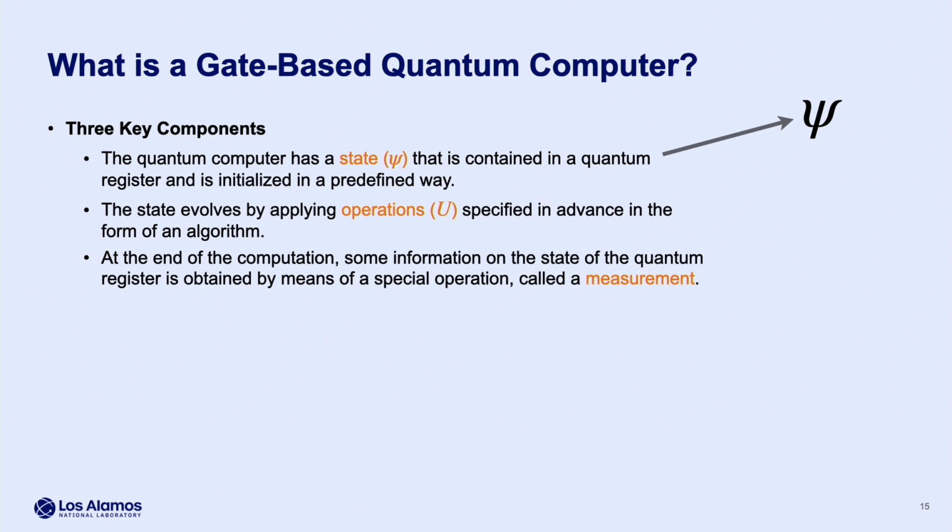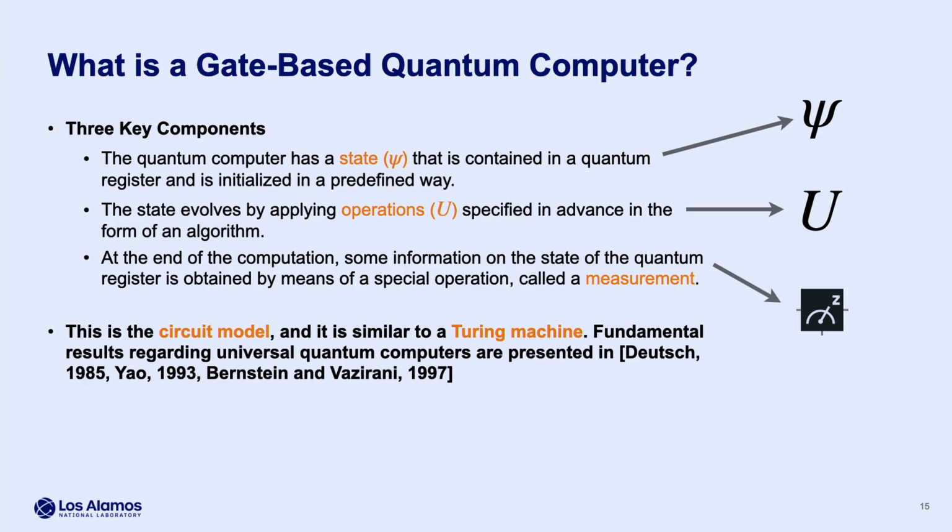And then over time, we're going to apply operations to it, which we're going to call U. These are going to be matrices. They will be specified in advance by the algorithm, and they get applied to this state psi. And at the end of the algorithm, we're going to measure the quantum state with this special measurement operator. So you start in a specific place, you apply U, and then you measure. That's basically what the quantum computer does.